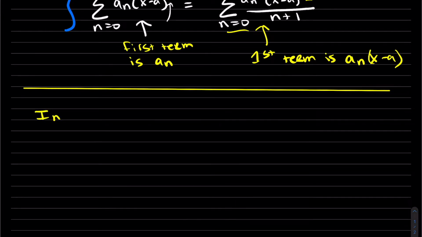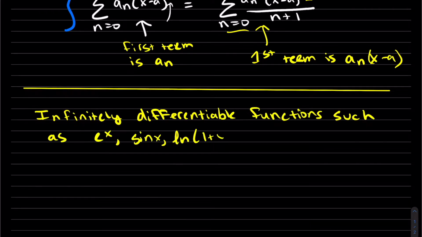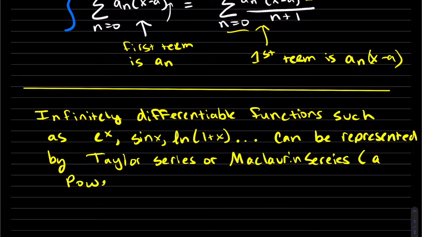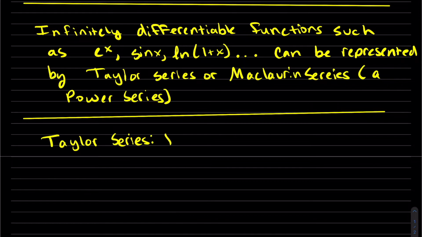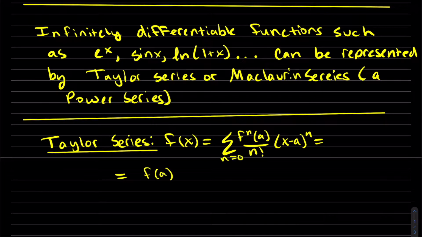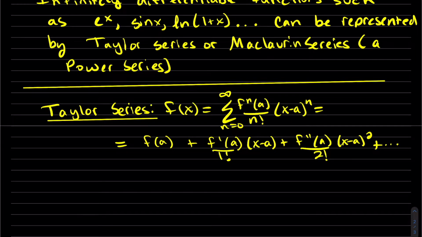If we have functions that are infinitely differentiable, then they can be represented by a Taylor or Maclaurin series, or just a power series in general. So let's write that out. You plug in 0, you get f of a. And then we have the Maclaurin series.